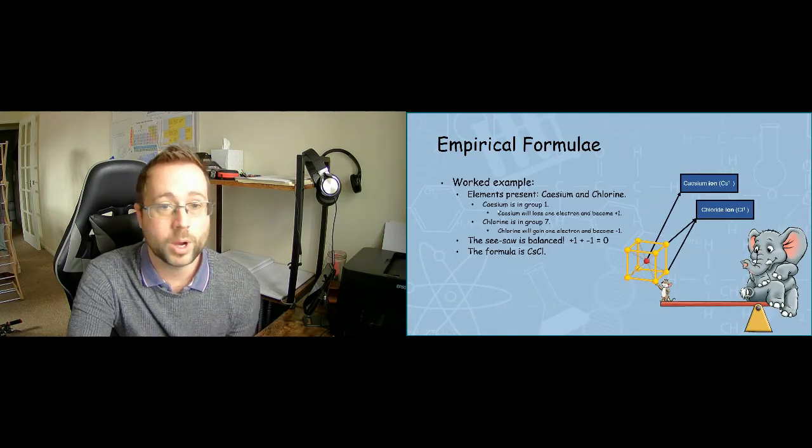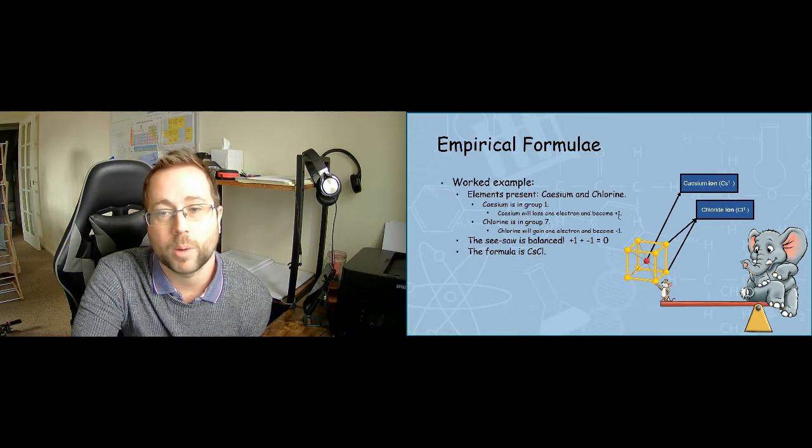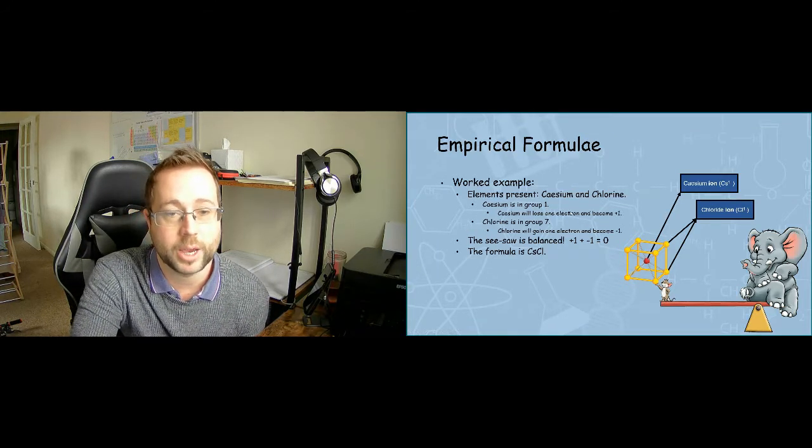So, a worked example of an empirical formula. Elements present. Our worked example is for cesium chloride. So we have cesium and chlorine. Cesium is in group 1. Cesium will lose 1 electron and become 1 positive. It's in group 1, it is a metal, therefore it loses electrons and forms positive ions.